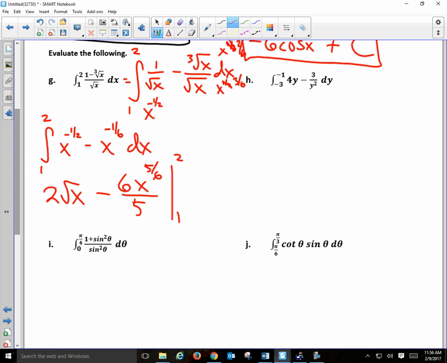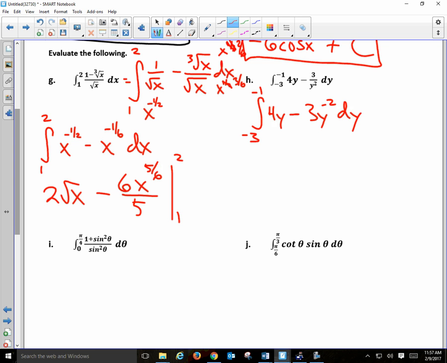Let's look at this one. From -3 to -1, 4y minus 3 over y squared dy. I'm going to rewrite this as the integral from -3 to -1 of 4y minus 3y to the negative 2. I encourage you to rewrite it so that you have negative exponents. Might be easier for you. If you can skip that step, then so be it.